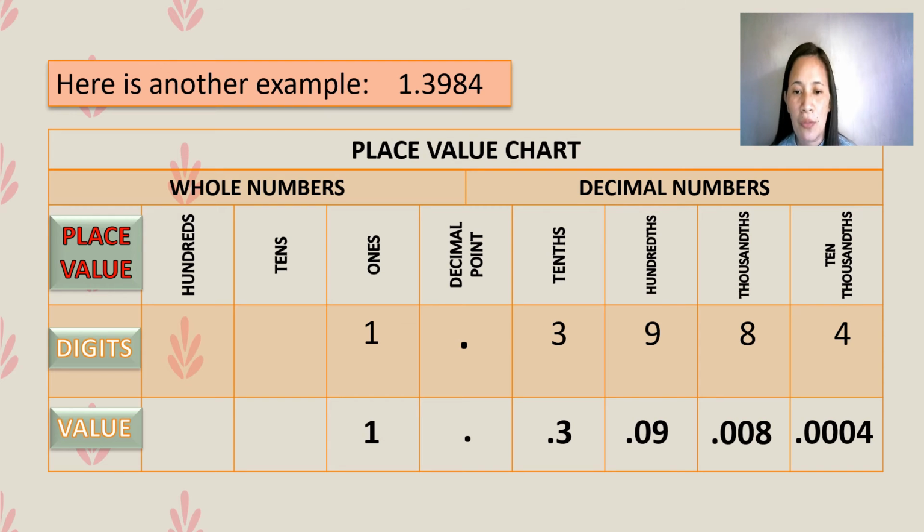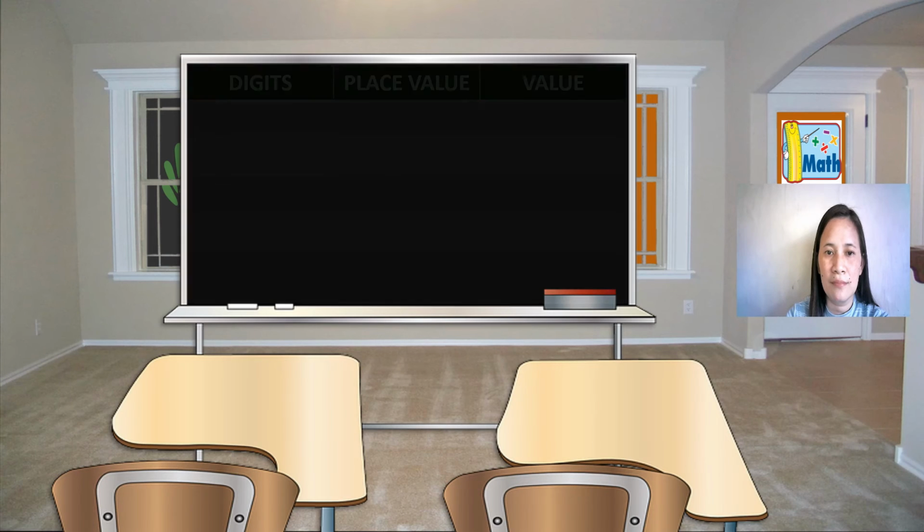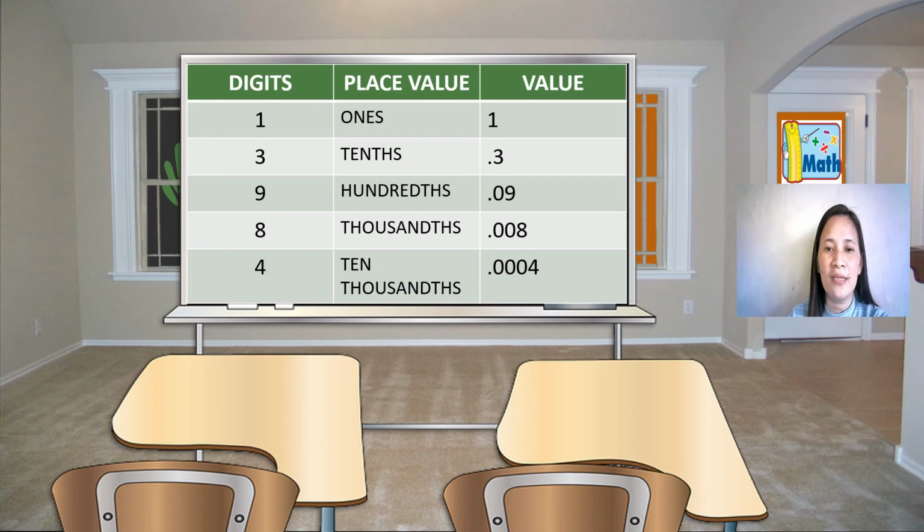So, kung paano natin binabasa ang whole number, ganun din ang decimal numbers. All you have to do, ang kaibahan lang nila, kailangan mong i-mention yung place value ng ating last digit sa decimal places. So, katulad lang nito yon.